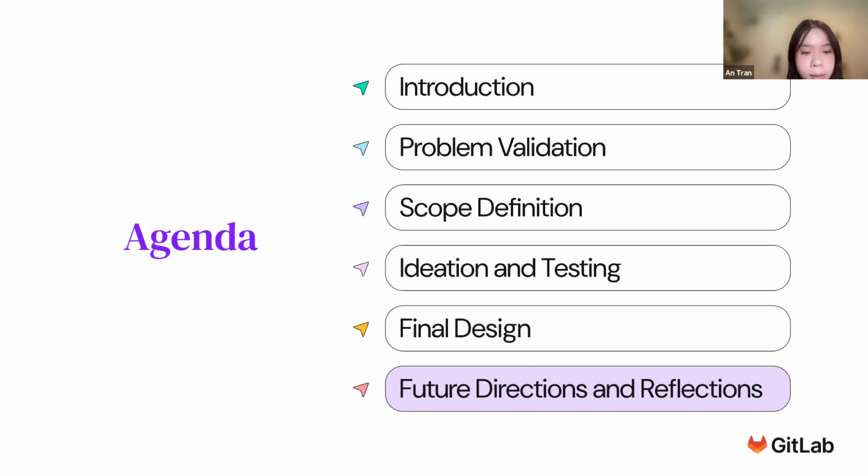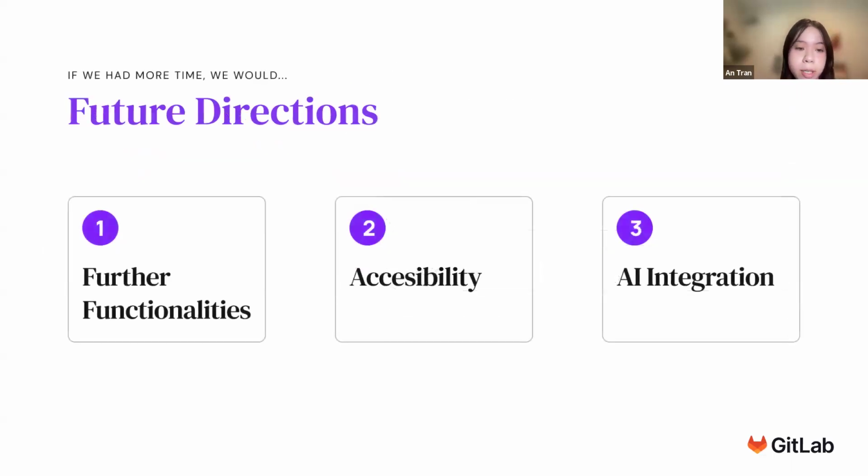And if we have more time, here are a few directions that we would love to consider. We would love to consider more functionalities such as the ability to highlight or pin parts of the comments and the ability to share the pinned comment. And we would also love to consider accessibility in our design, such as accommodating for screen readers, web versus mobile responsiveness, and accessible interactions, such as redesigning the hover states.